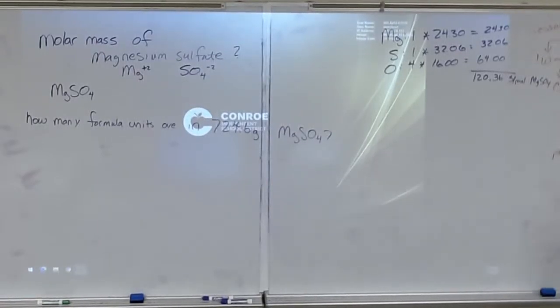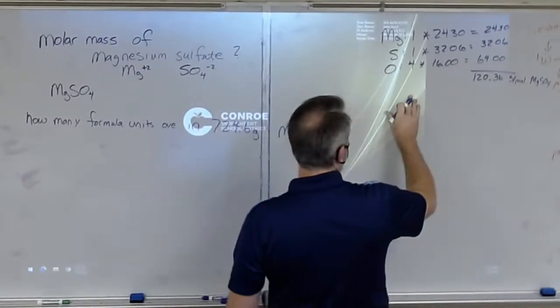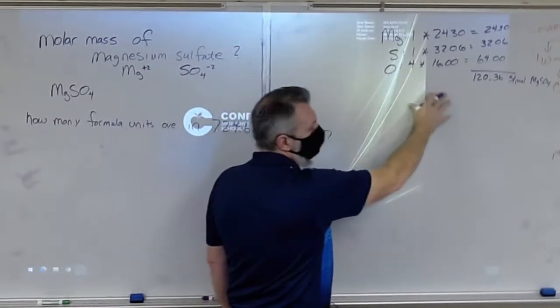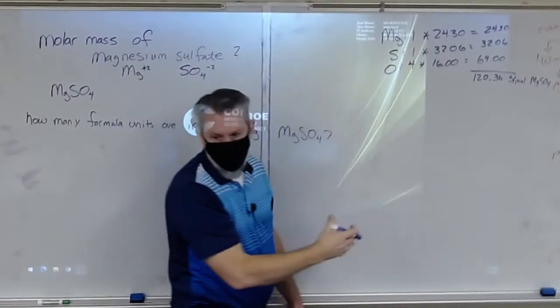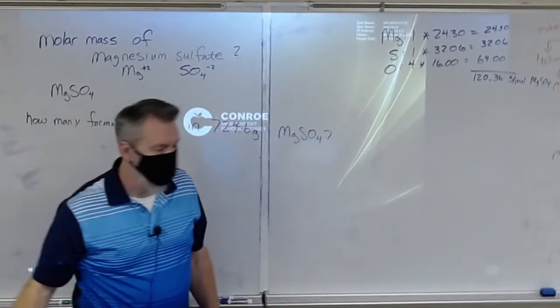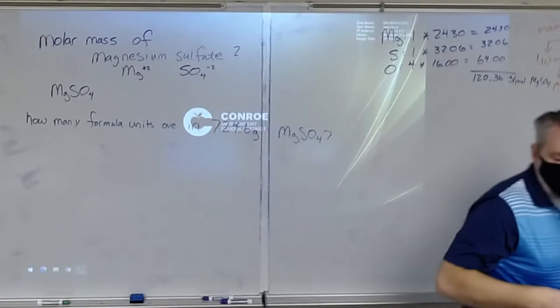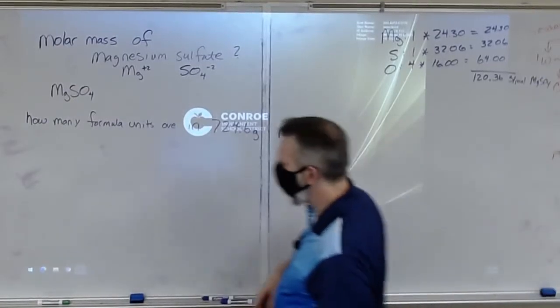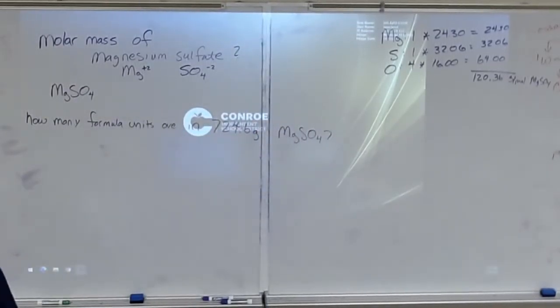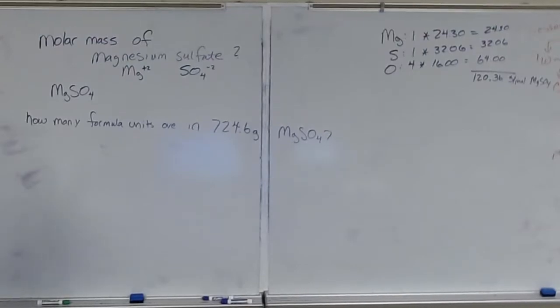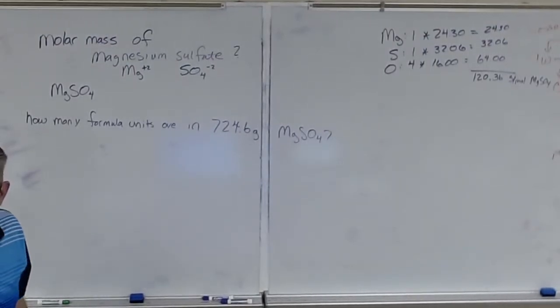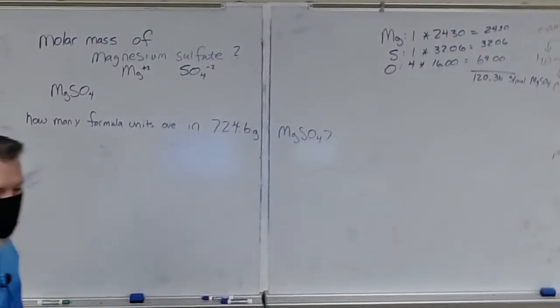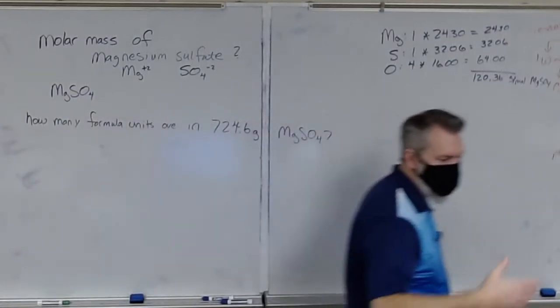All right. So we've got our molar mass. And we wrote it out like this so that we know what we're doing. Now I want to answer this question. How many formula units are in 724.6 grams of magnesium sulfate? That's what I want to do now. And I want you to write every single unit.